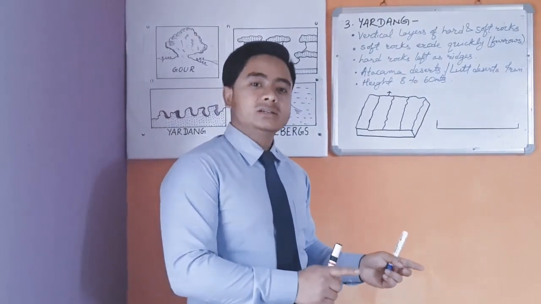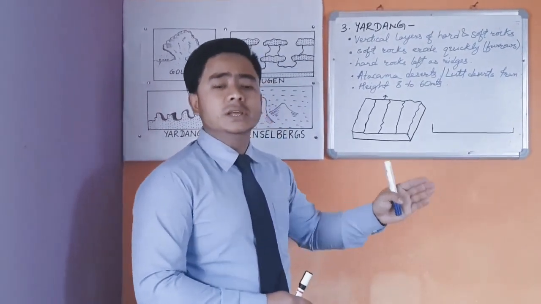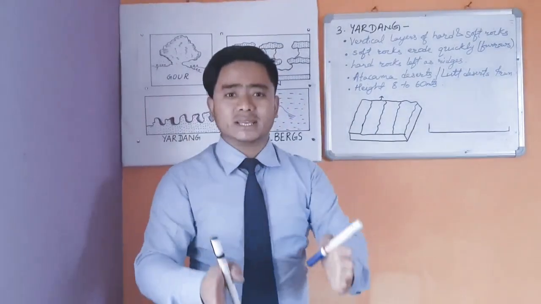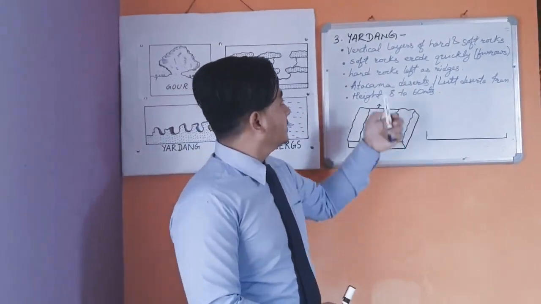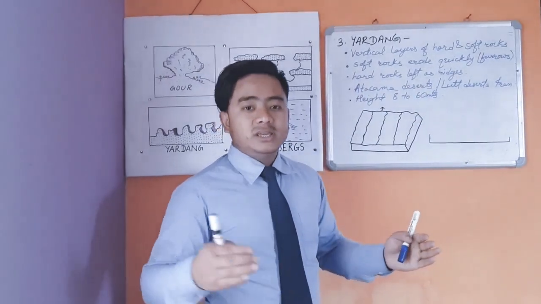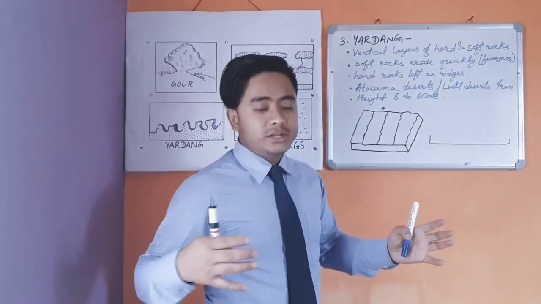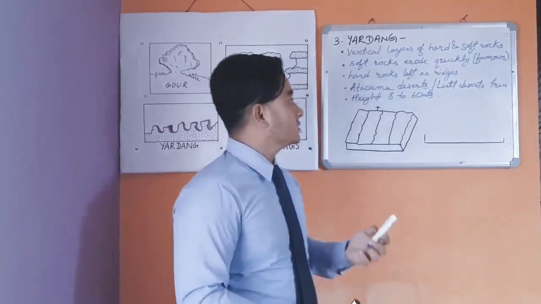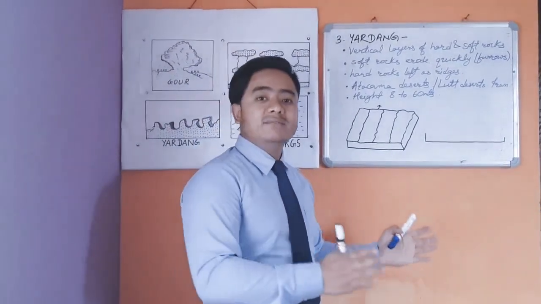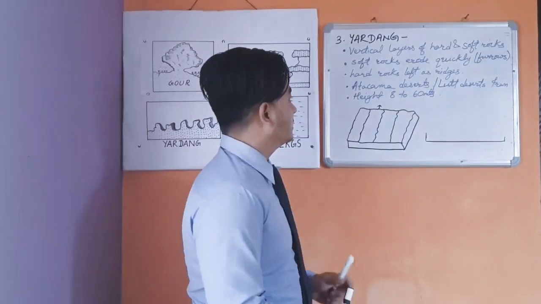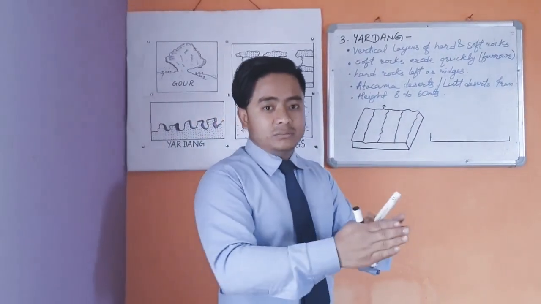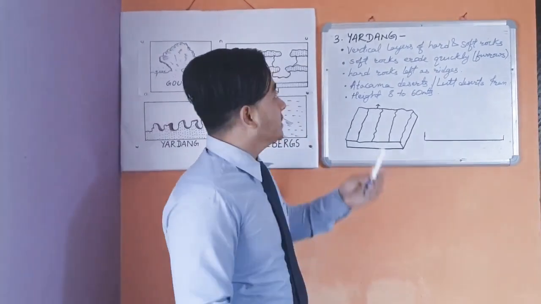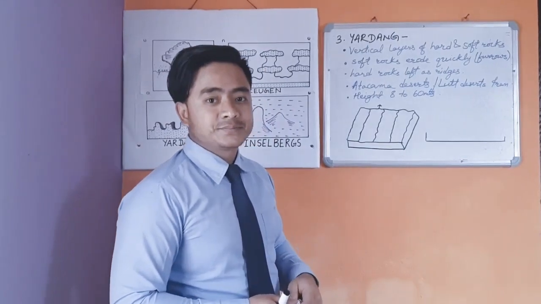In desert areas, when the layers of hard and soft rocks are vertically arranged, at that time the softer rocks erode easily and quickly and form furrows like holes, and hard rocks are left behind like ridges. And the type of landform that will be formed in the desert areas is called yardans.